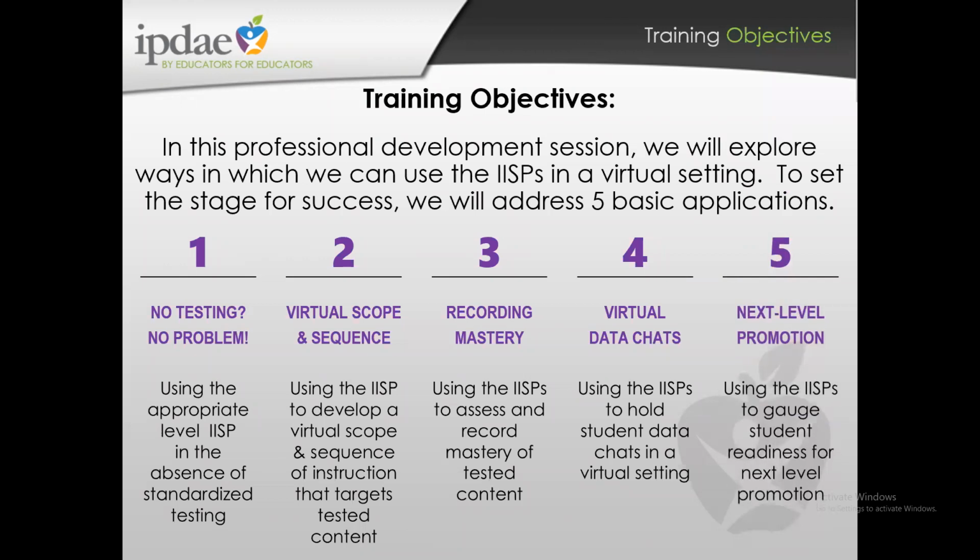Scenario number 5, which is our final scenario. I want you to think about this question that I know you have all asked. What criteria do I use to gauge student readiness for a promotion to the next functional level when there is no post-testing available? I'm going to show you how you can use the IISPs in the absence of post-testing to do just that. Promote your students to the next functional level when they're ready.